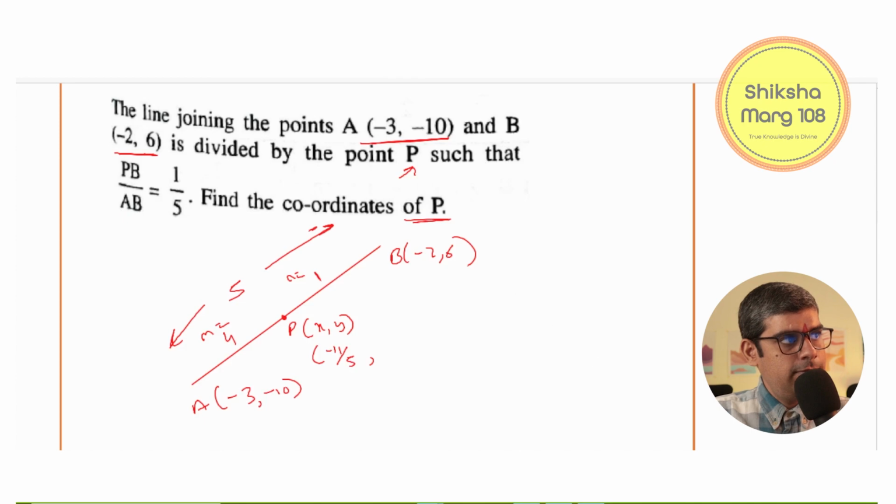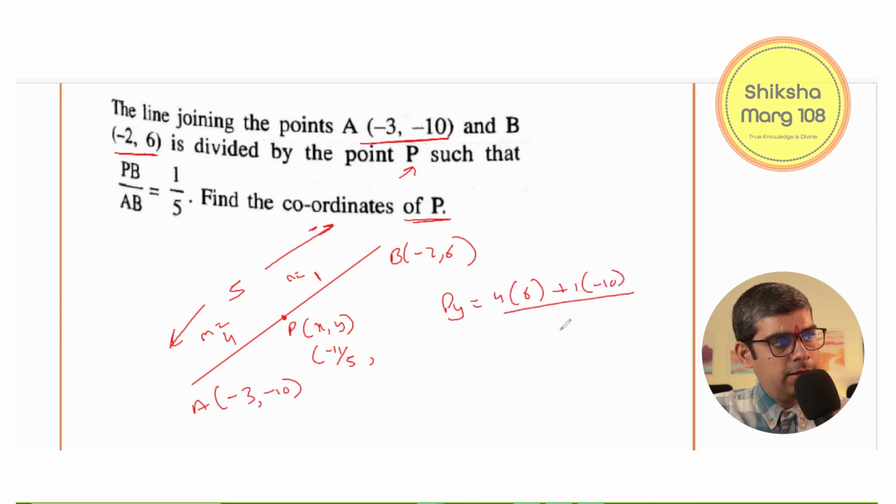I hope you got the idea of the x coordinate. The y coordinate is going to be Py equals 4 times 6, the y coordinate of B, plus 1 times minus 10, the y coordinate of A, the whole upon 4 plus 1. That's going to be 4 times 6 is 24 minus 10, the whole over 5, which is 4 plus 1, 5. 24 minus 10 is obviously 14, and that's 5. So that's 14 over 5.